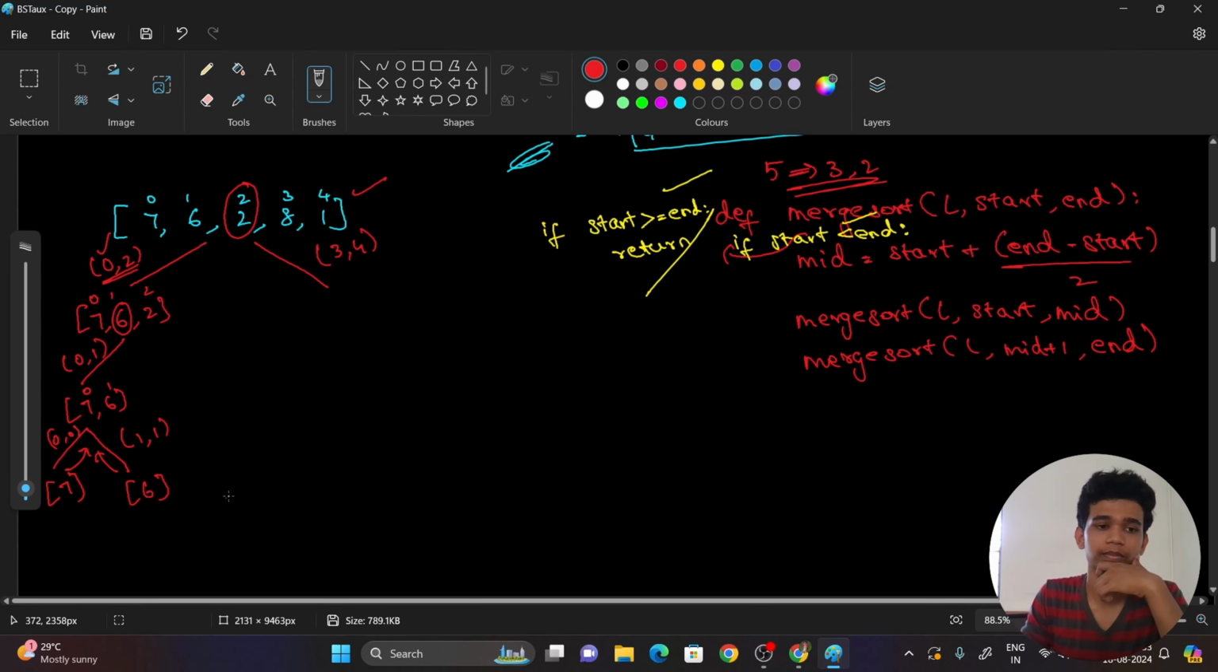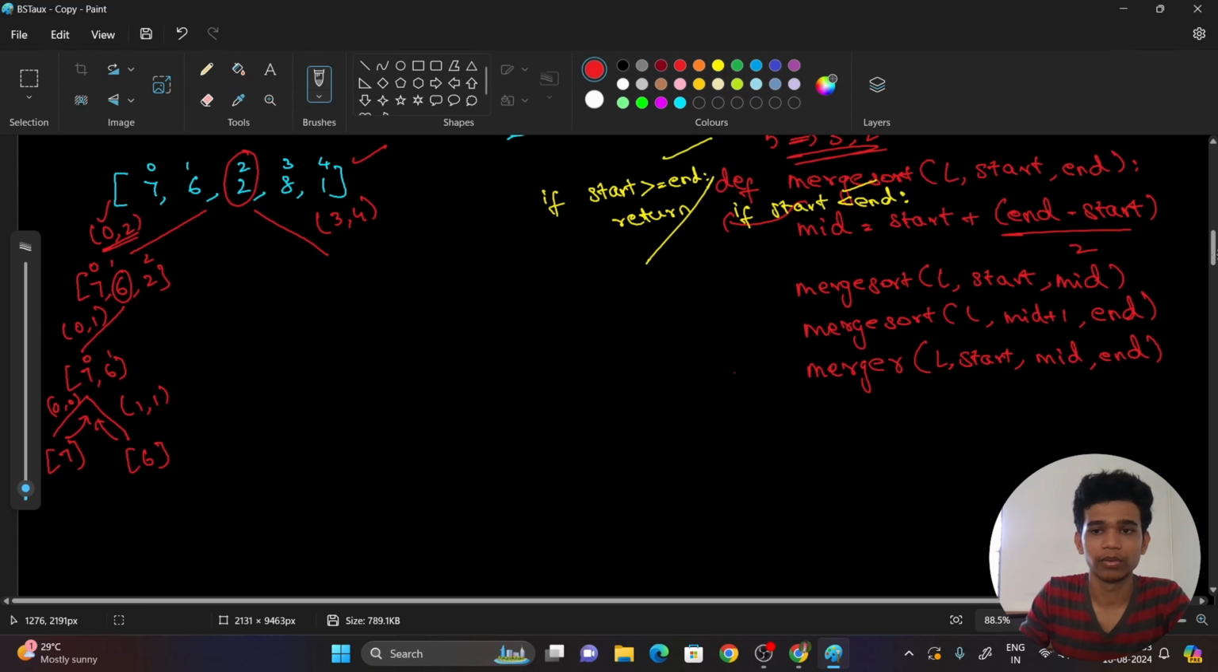What should I do? I should merge, right? So I am going to write a merge function here. Merge of L, comma, start. We need start, we need mid, then we need end. Because from start to mid, it is one set of array, and from mid plus 1 to end, it is another set of array. That's our visualization. Now it's time to write the merge function.